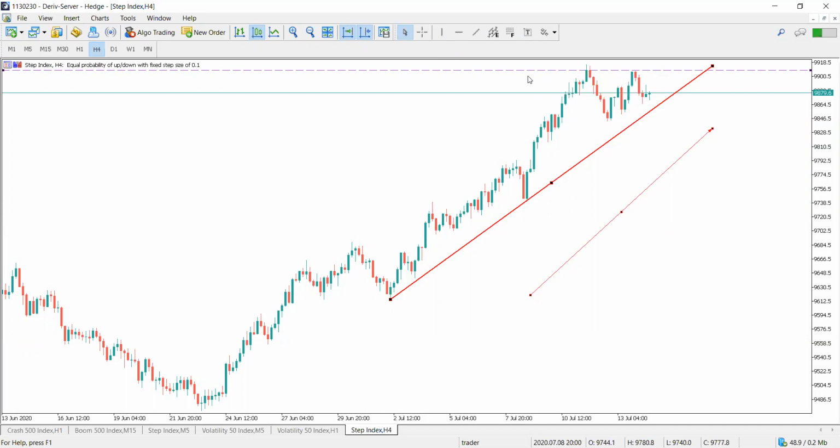I don't need to draw any indicator or anything. I just put my line there. That is the resistance area, and this resistance area has been verified.